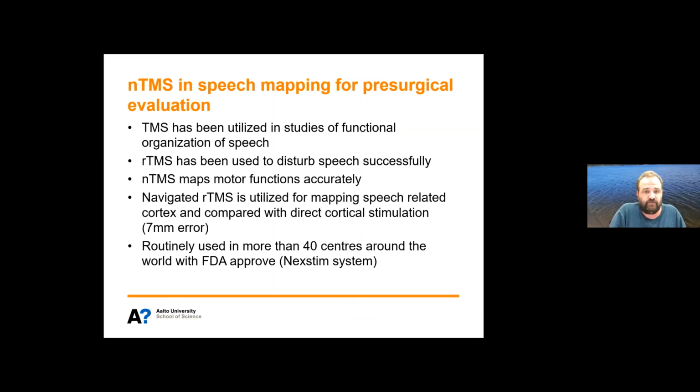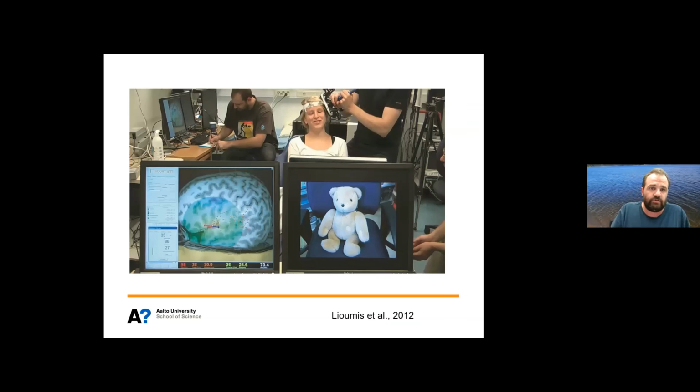So TMS has been utilized in studies of functional organization of speech, and it has disturbed the speech successfully. By including all this, we have managed to create a method that is now actually used worldwide, because we managed to show that there is an error that is about 7 to 10 millimeters in comparison to the golden standard method, which is always compared to.